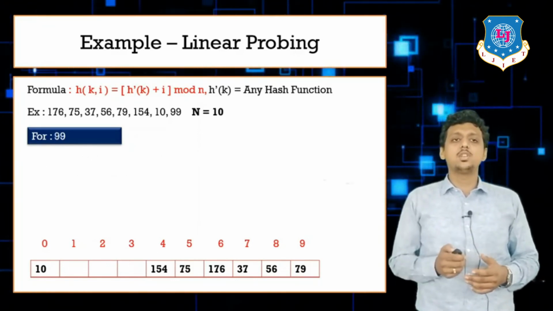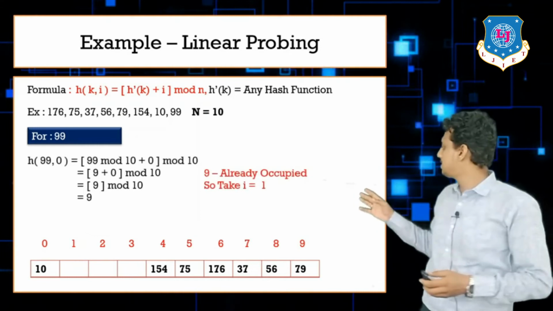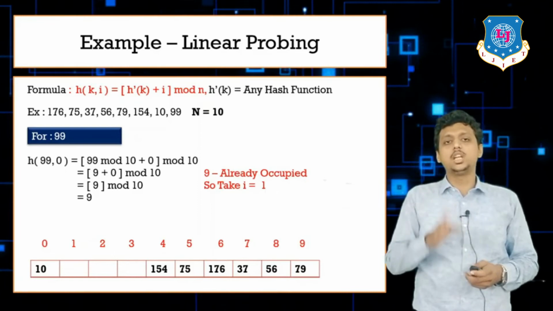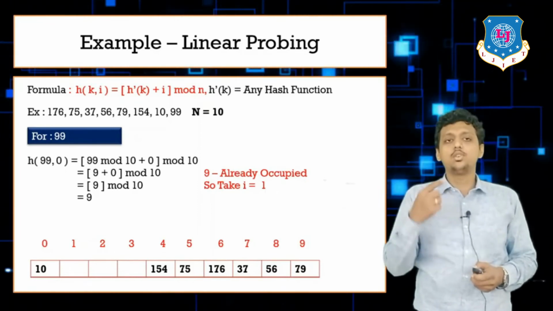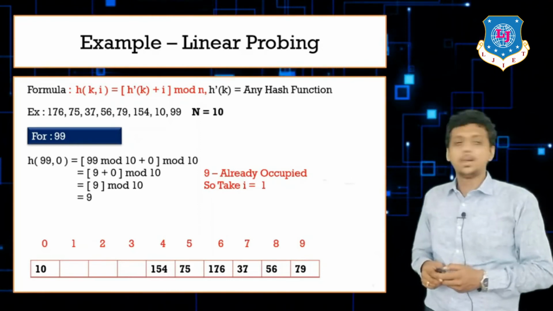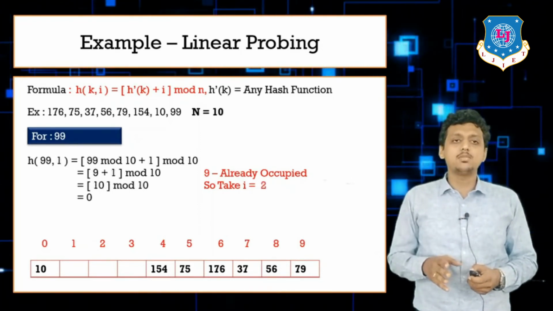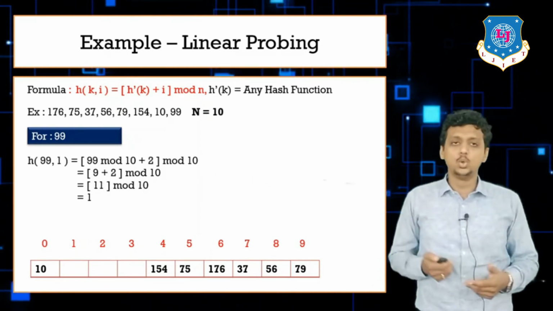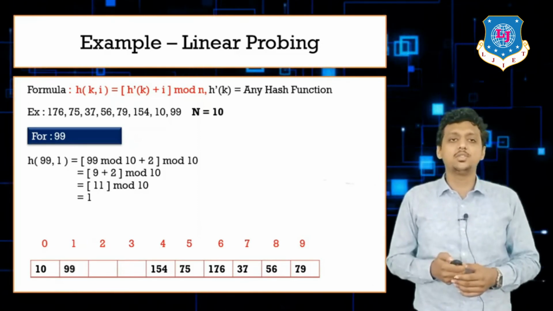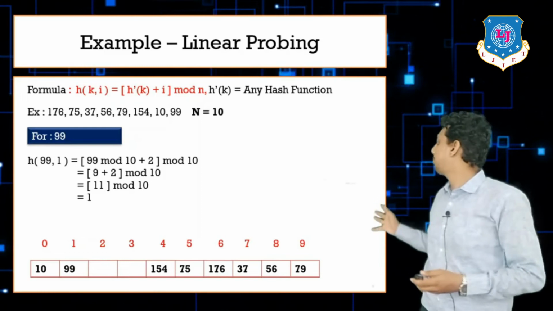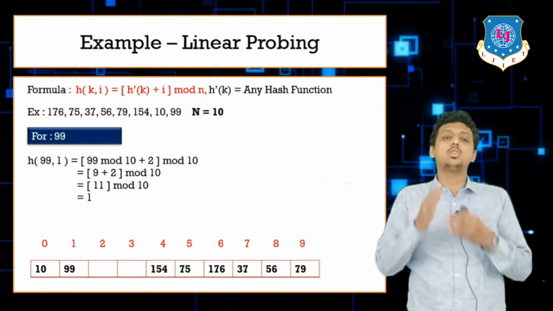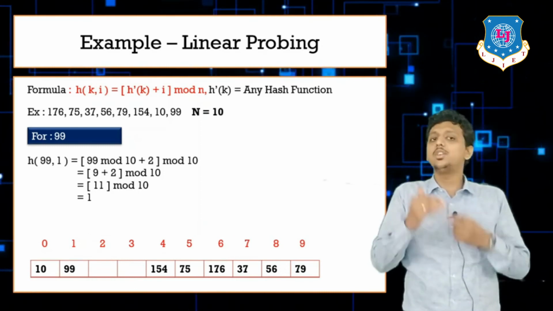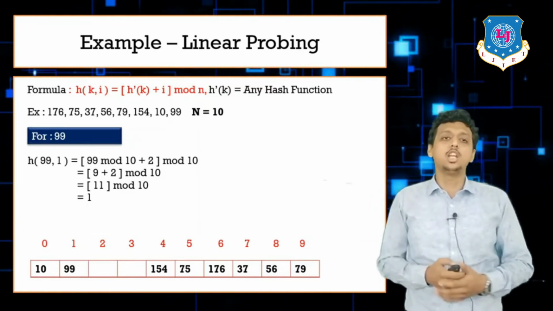For 99, students, first we have 99, 0, that gives 9, but 9 is already occupied. So we just need to increment I from 0 to 1. So we calculate 99, 1, and that becomes 1. Now tell me, is place 1 occupied? No, it is empty. So you can insert 99 at the first position. This is how linear probing works. Probing means whenever the collision occurs, you increment the value of I in a linear fashion. That's why this example is known as linear probing.